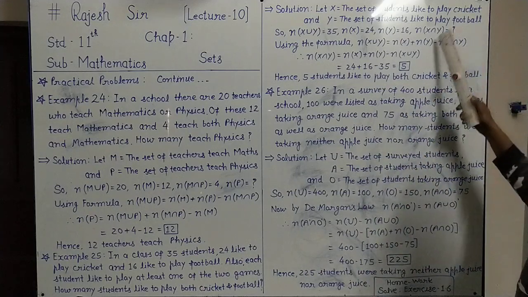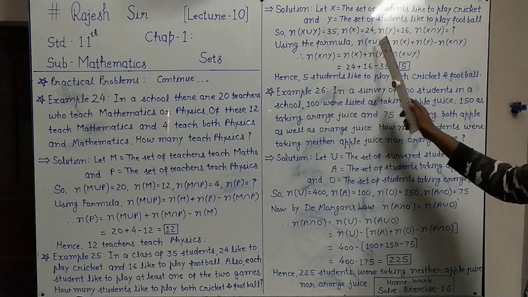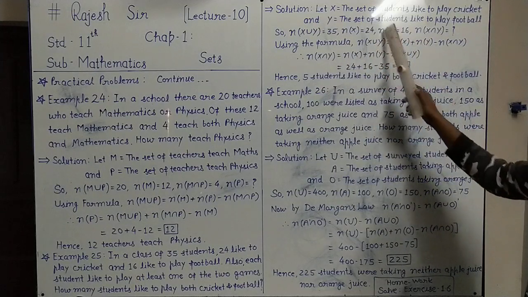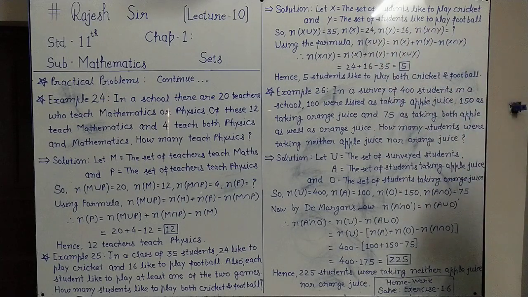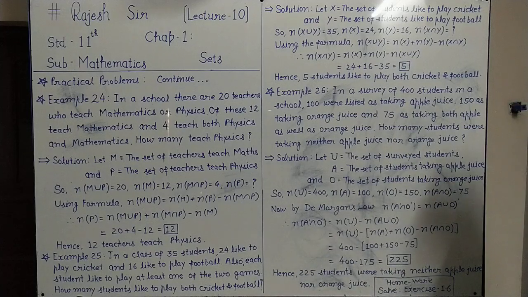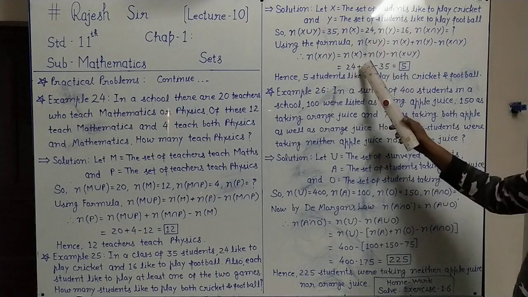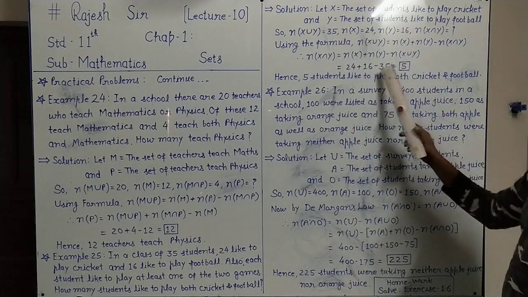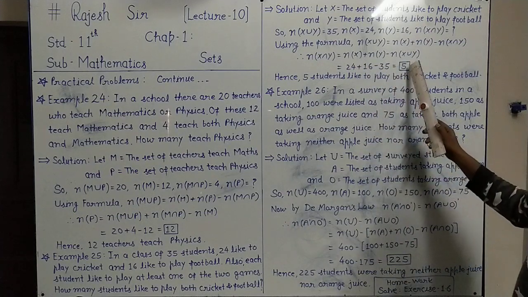If we take minus n(X intersection Y) to the other side, it will be plus, and n(X) plus n(Y) stays as it is, and n(X union Y) taken on the other side is minus. Again, simple plus and minus operations. Now put all the values: n(X) is 24 plus n(Y) is 16 minus n(X union Y) is 35. 24 and 16 is 40, minus 35 is 5.